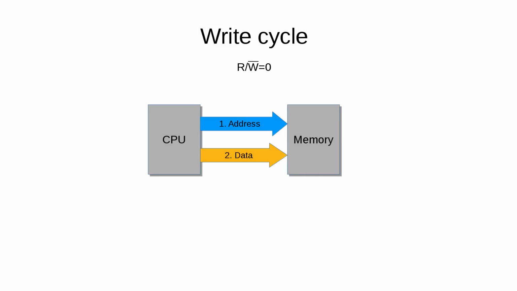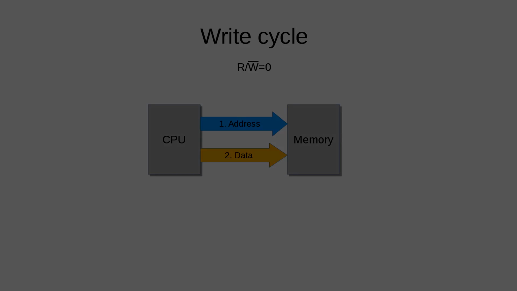Let's have a look at the write cycle. It differs from the read cycle in the sense that the read-write signal is 0, and the data goes from the CPU to memory rather than vice versa. Even though the address time is exactly the same, there is a key difference when it comes to the validity of the address and data.